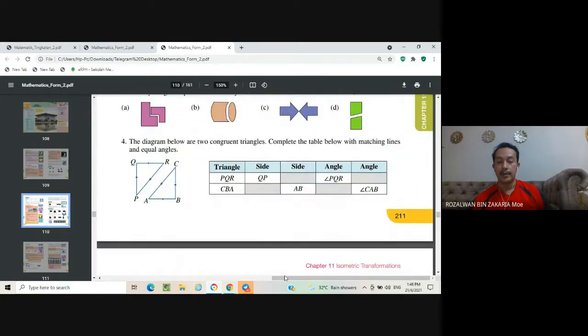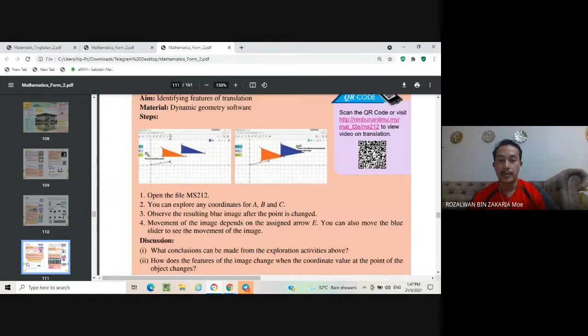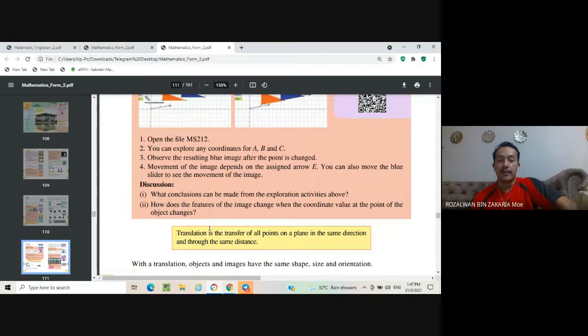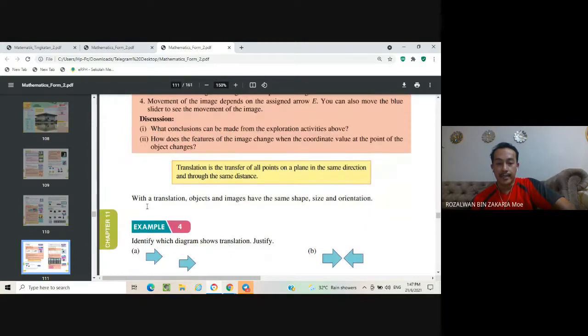Alright, okay, we proceed to the next subtopic. Okay, 11.2, translation. Translation is one type of the transformation. So the definition of the translation: translation is the transfer of all points on a plane in the same direction and through the same distance. With the translation, object and image have the same shape, size, and orientation.